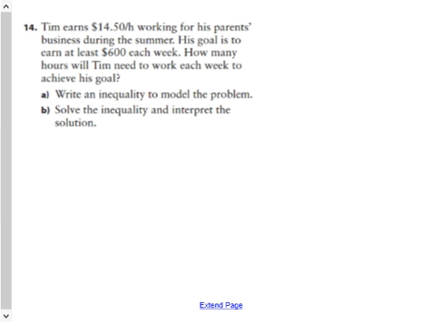Question 14, we get into our story problems. It says Tim earns $14.50 an hour working for his parents' business during the summer. His goal is to earn at least $600 per week. How many hours will Tim need to work to achieve his goal? So how many hours means that H is going to equal how many hours? And invariably, it's always that easy.